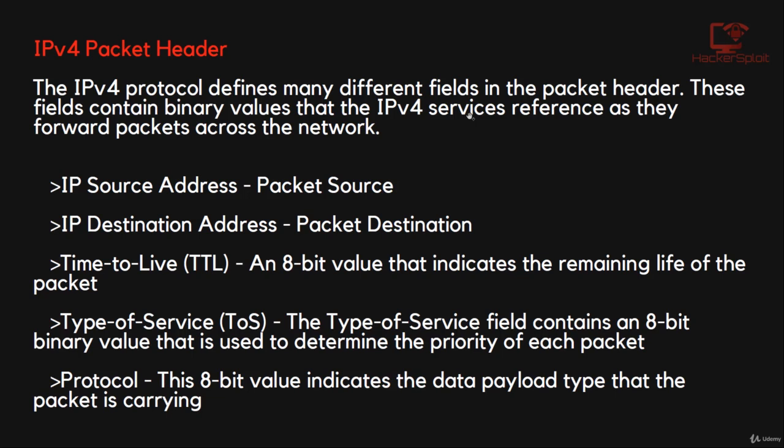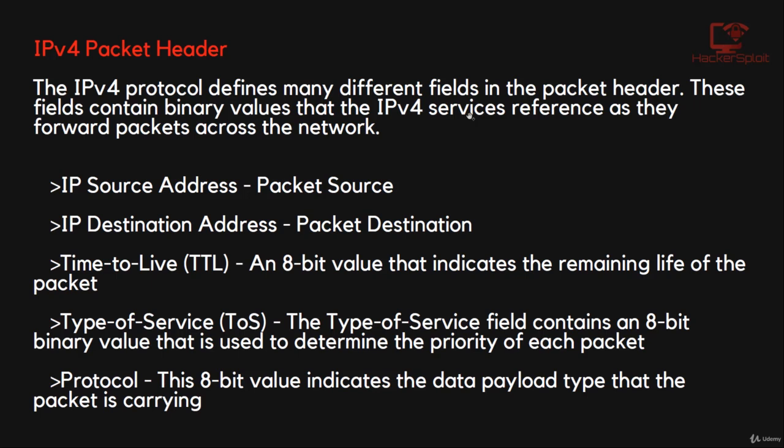Essentially, the information in the IPv4 packet header is, as you can see, firstly the IP source address, the packet source. So where is this packet coming from? You then have your IP destination address. What IP address is this packet destined for? You then have your time to live, which is an 8-bit value that indicates the remaining life of the packet and how long the packet can be transferred.